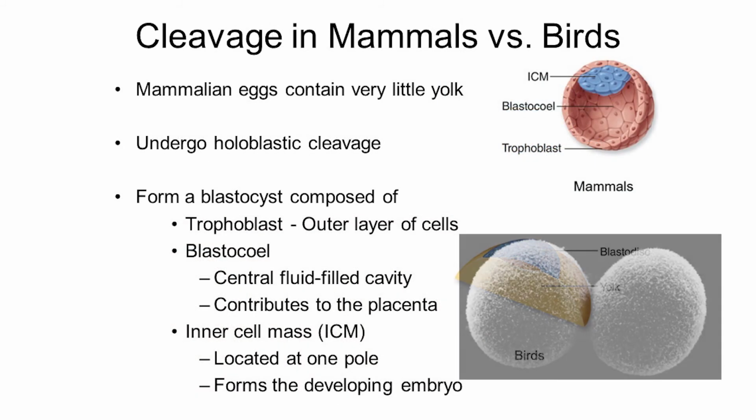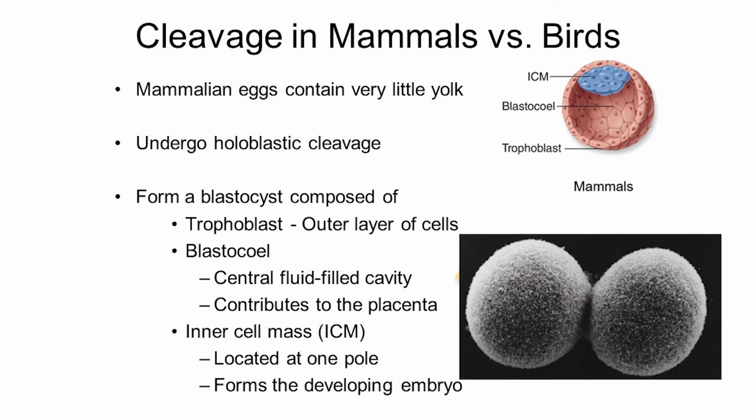Now, mammal eggs contain very little yolk. They undergo holoblastic cleavage. They form a blastocyst, which is made up of the trophoblast, which is the outer layer of cells, and the blastocoel ends up contributing to the placenta. Additionally, the inner cell mass, which is located at one pole of the blastocyst, forms the developing embryo.